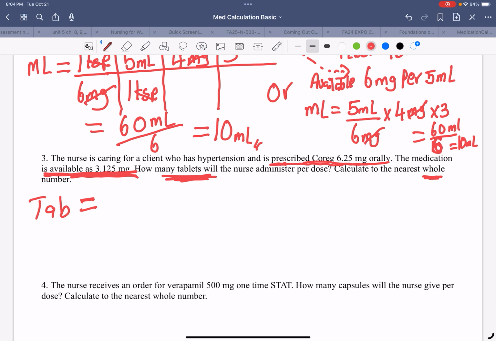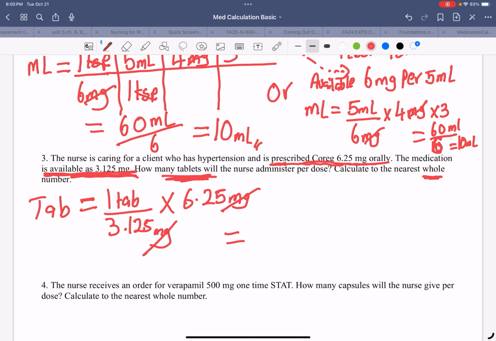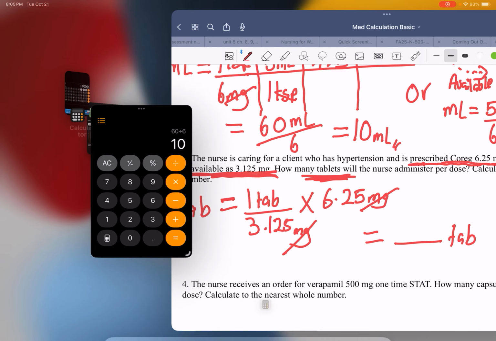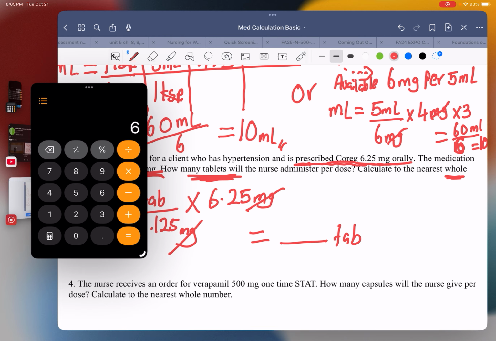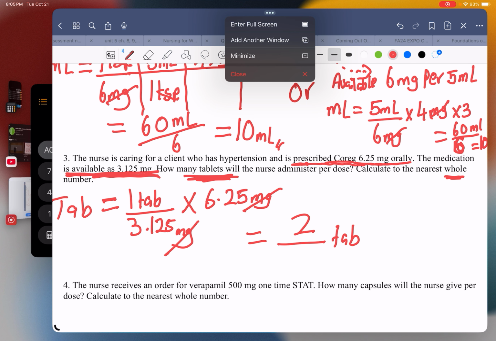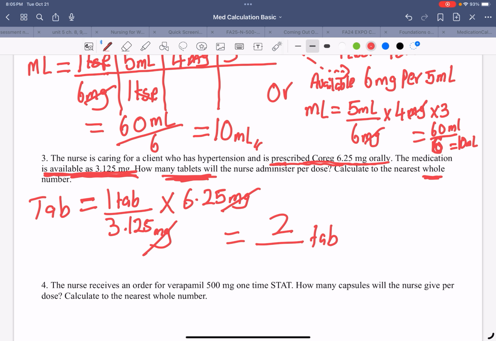All right, so what are we giving? That means for every one tablet is 3.125 milligram. So then what was prescribed? We will prescribe 6.25 milligram. So now you can see milligram cancel milligram, which gives our answer in tablet. So then for that one, we got 6.25 divided by 3.125. So that means you need 2 tablets in order to fulfill that 6.25 Coreg prescription. All right, hope that makes sense.